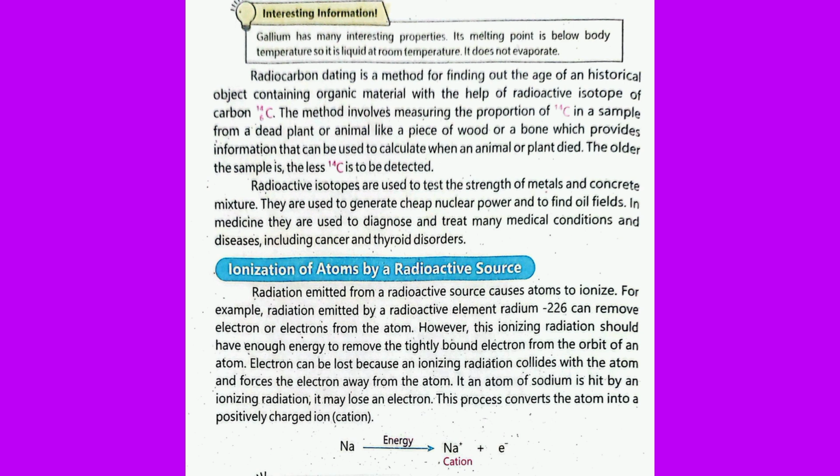An electron can be lost because an ionizing radiation collides with the atom and forces the electron away from the atom. If an atom of sodium is hit by radiation, it may lose an electron. This process converts the atom into a positively charged ion, a cation.